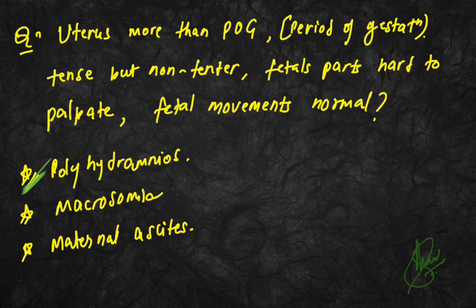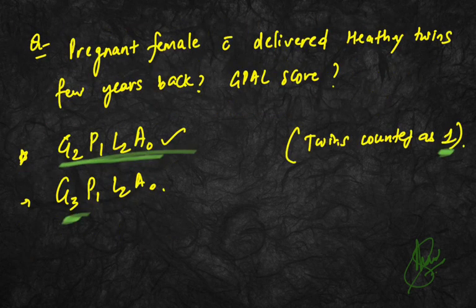The uterus is more than the period of gestation, tense but non-tender, fetal parts hard to palpate, fetal movements are normal. So, the answer is polyhydramnios. Now, a pregnant female who delivered healthy twins a few years back. So, for the GPAL score, twins are counted as 1 and not 2. So, G will be 2, P1, L2 and A0 will be the answer.